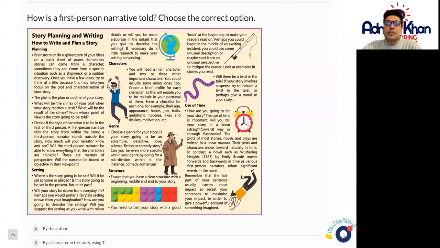There are some questions based on this exercise. Do read this in detail, it will give you some ideas of how to plan and write a story. And then you've got some questions to answer thereafter.